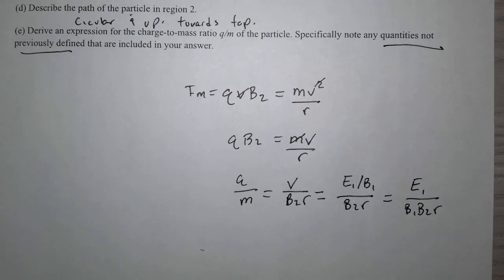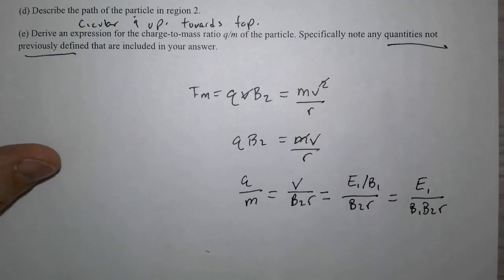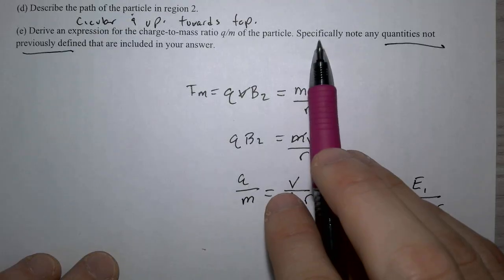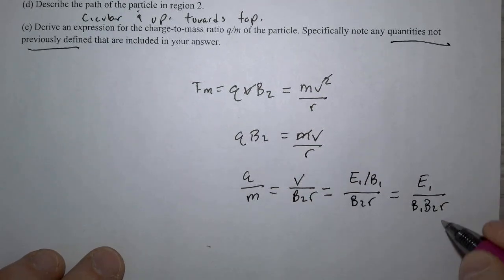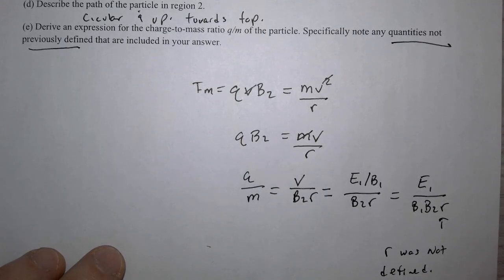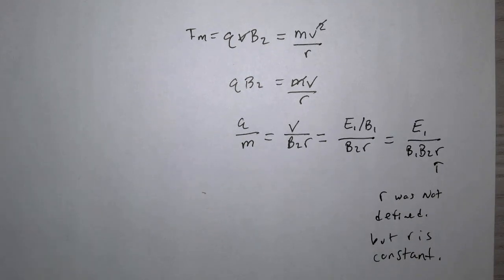And apparently AP is fine with that, and I've never seen this before on an AP mark scheme, but it even asked us to there. It says specifically note any quantities not previously defined. We have not previously defined r. r was not defined, but r is constant. All right, I've never seen that.